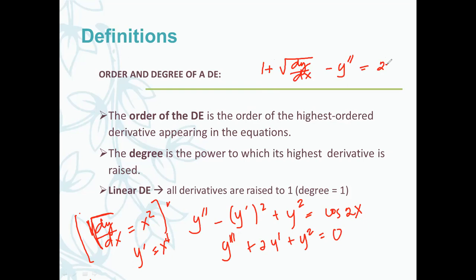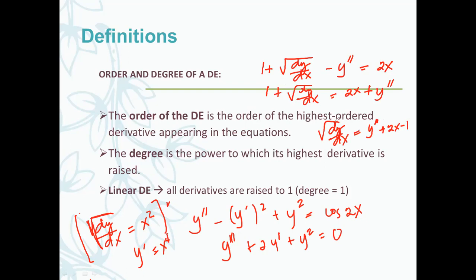You cannot do manipulation anymore, because if you want to really manipulate, you write 1 plus the square root of dy/dx, then you will have 2x plus y double prime, right? Then let's say, for example, you want to isolate this derivative here. You will have the square root of dy/dx is equal to y double prime plus 2x minus 1.